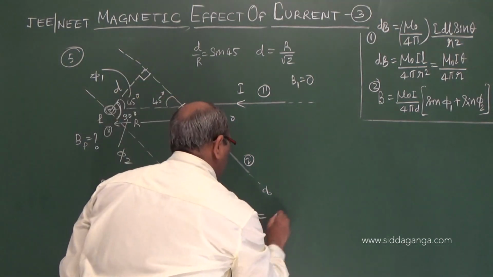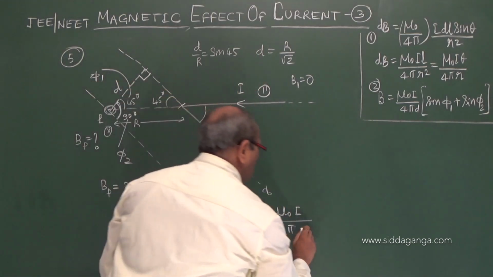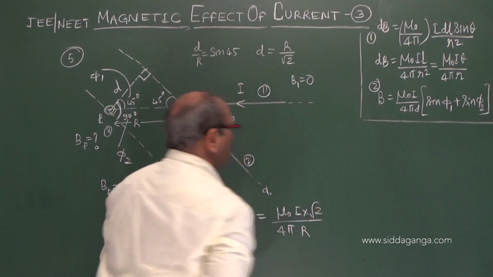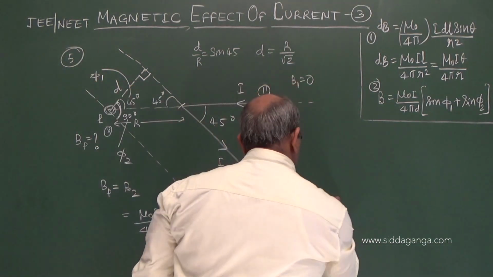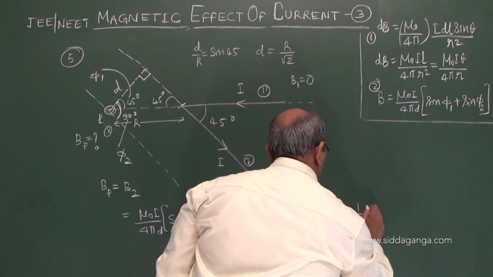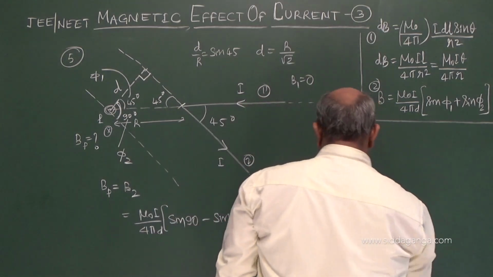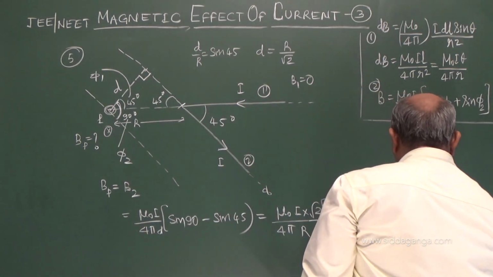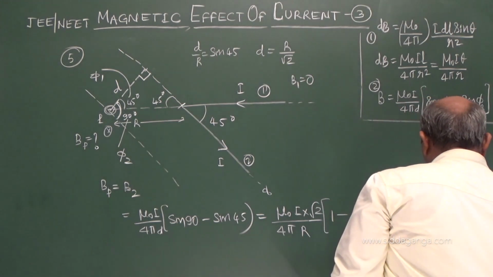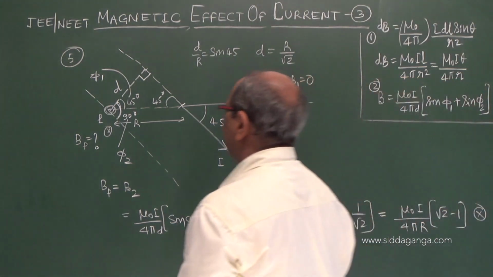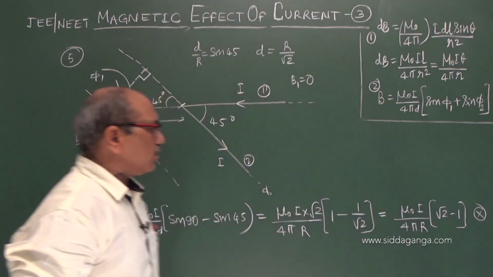So let us substitute and see what happens. Mu naught I upon 4 pi into r by root 2. This d I substituted. And sin 90 is 1 minus 1 by root 2. If you take the common LCM, root 2 cancels, and what remains is mu naught I by 4 pi r into root 2 minus 1. Field is into the board, and we got this mu naught I upon 4 pi r into root 2 minus 1.